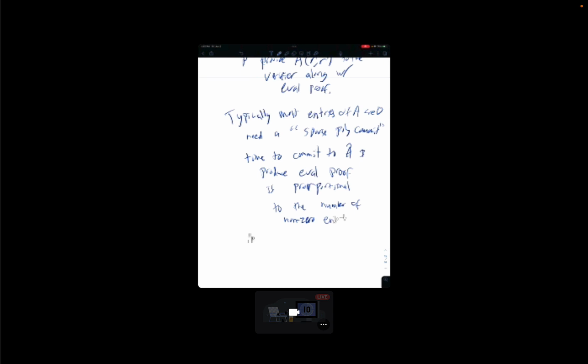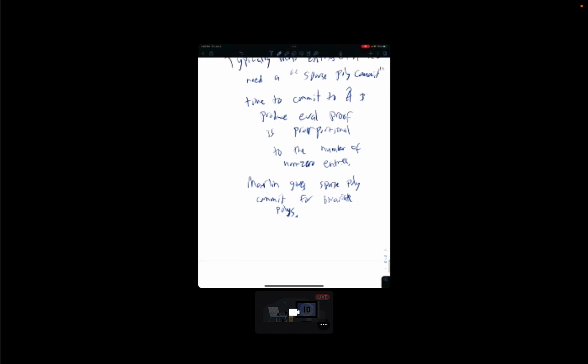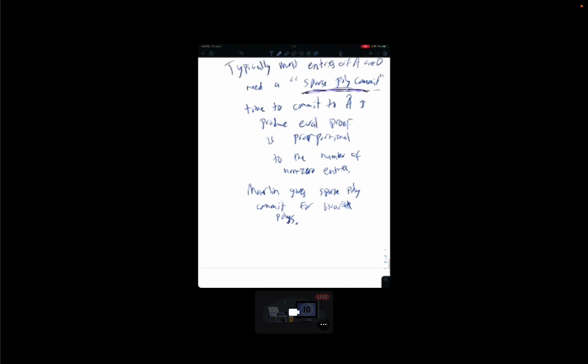Okay, and so Marlin gives a sparse polynomial commitment scheme for bivariate polynomials like A hat. And the book describes it, so you can go ahead and read it if you'd like. In my opinion, sparse polynomial commitment schemes are really important and practical. So I do plan to spend some time covering how they work sometime in the next few weeks.